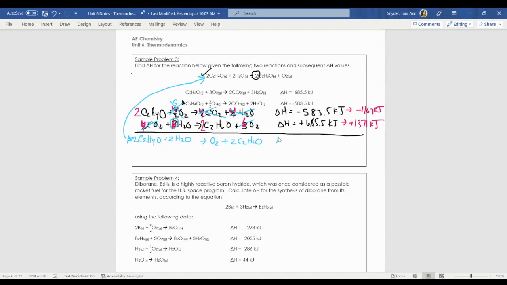So I can calculate the delta H by adding these two values together. Negative 1,167 plus positive 1,371 tells me that the delta H for this reaction is positive 204 kilojoules, which means this is an endothermic process right there.